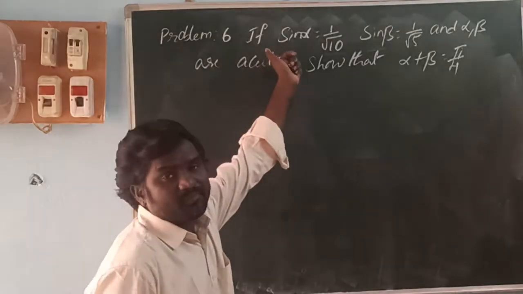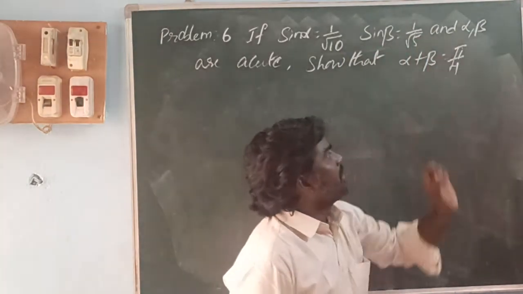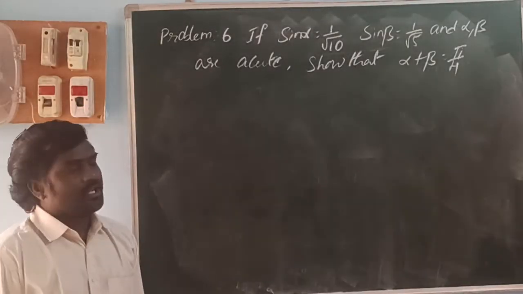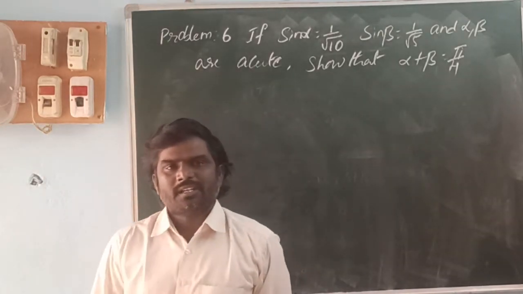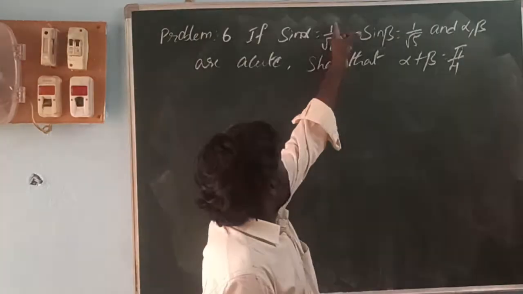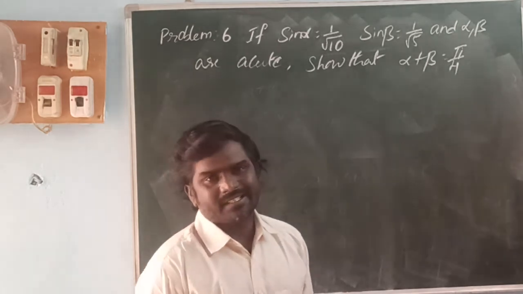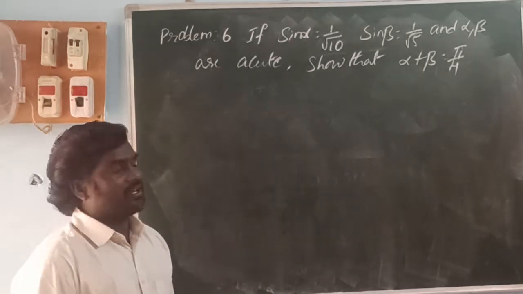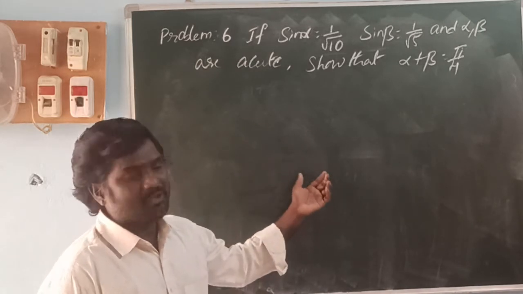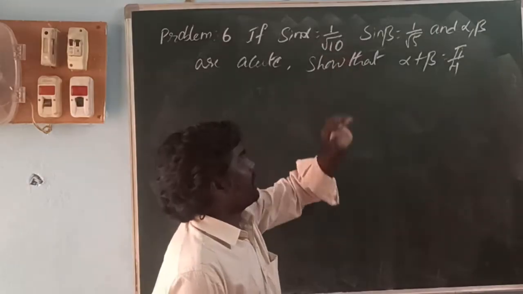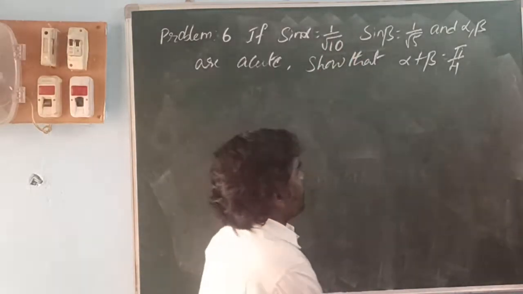Problem number 6. If sin alpha is equal to 1 by root 10, sin beta is equal to 1 by root 5 and alpha, beta are acute, show that alpha plus beta is equal to pi by 4. Okay, so here alpha and beta are acute angles. Acute angles means the angles are below 90 degrees. That means in the first quadrant all the ratios are positive. Okay, here sin alpha is equal to 1 by root 10. So 1 by root 10 means opposite by hypotenuse, root 10.